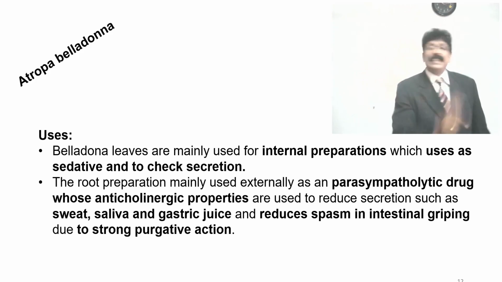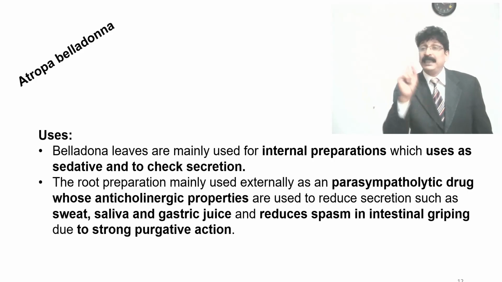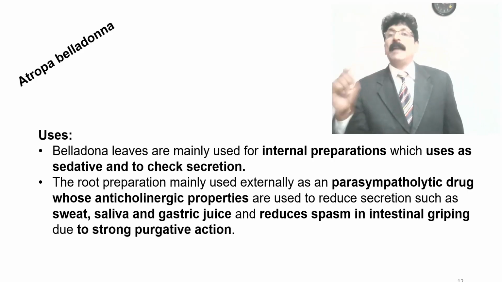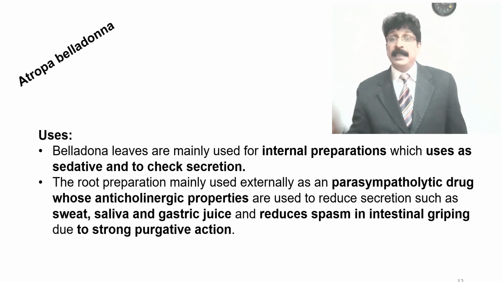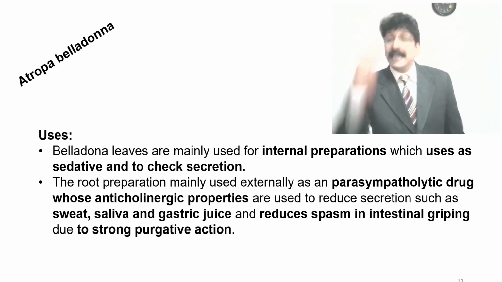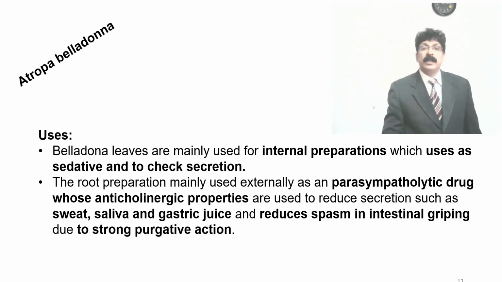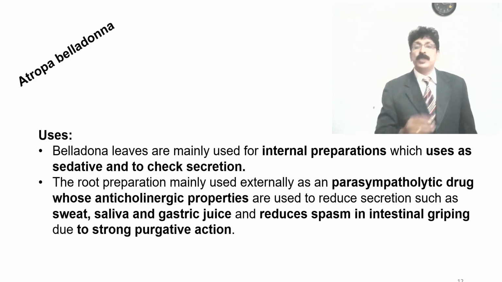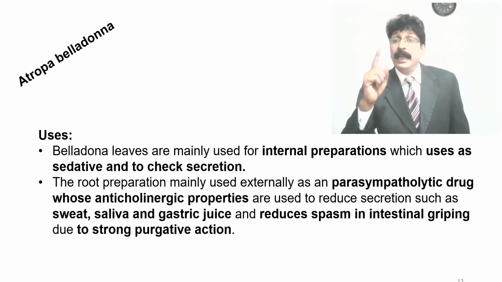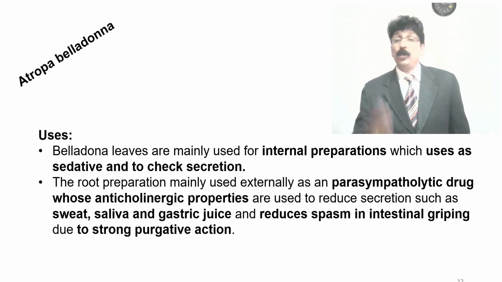parasympatholytic, opposite to acetylcholine. The neurotransmitter of the parasympathetic nervous system, you know that very well, cholinergic drugs act on all the activity done by acetylcholine. This is opposite, a parasympatholytic drug, whose anticholinergic properties are used to reduce the secretions such as sweat, saliva, gastric juice, and reduces the spasm in intestinal gripping due to strong purgative action.